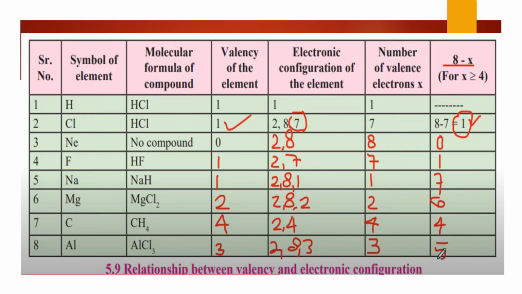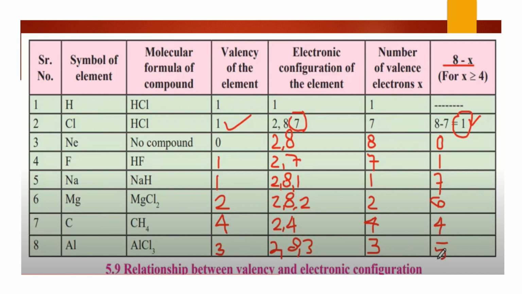Then the next is chlorine, in HCl. What is the valency of HCl? 1, because only one hydrogen is there and one chlorine is there, so only one valency. Now what is the electronic configuration of chlorine? 2, 8, 7. In the outermost shell, 7 electrons are there, so the number of valence electrons is 7. Now we have to subtract the 7 valence electrons from 8. So 8 minus 7 is equal to 1. Hence 1 is the valency of HCl.